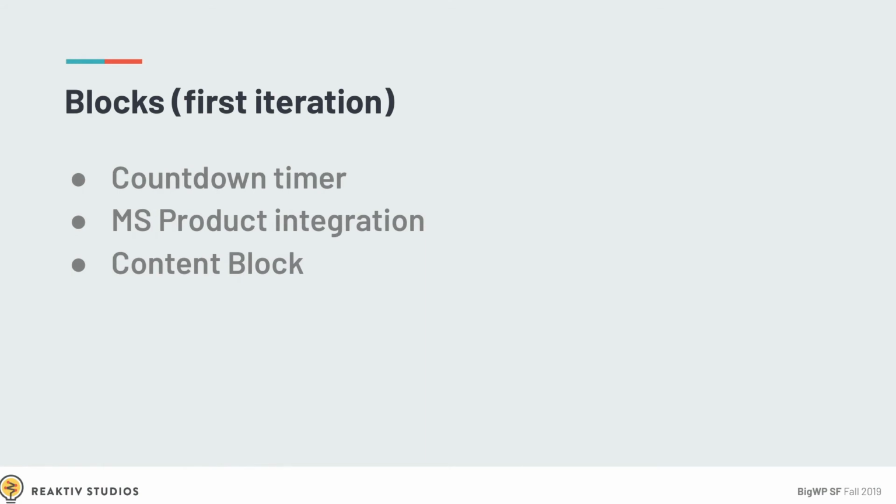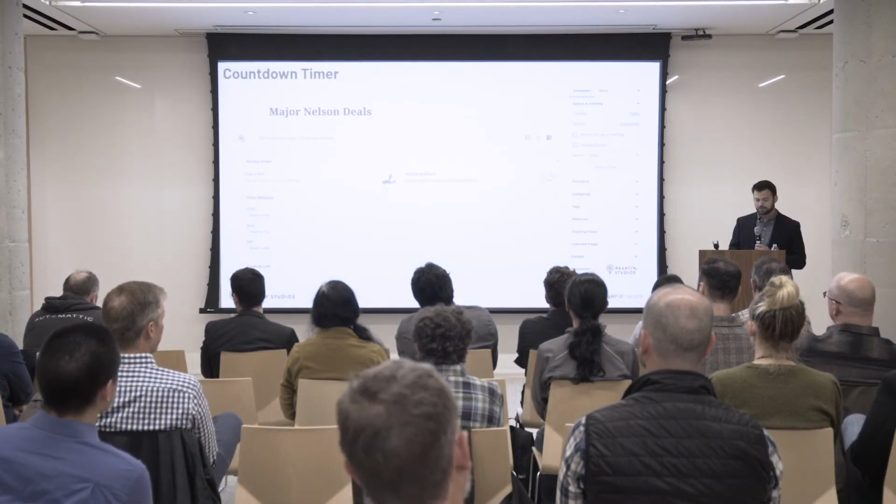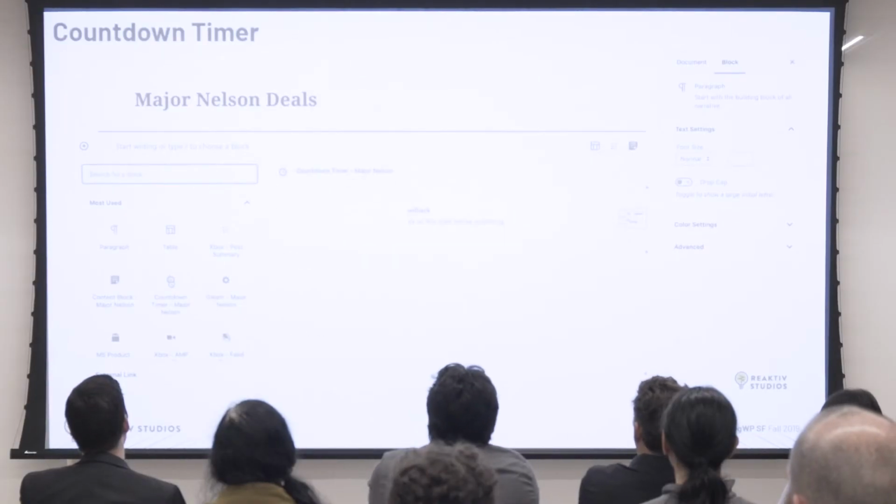So we started on the Major Nelson site and looked at basically what they had that were shortcodes, what they had that were like embeds or things that didn't come with core Gutenberg or weren't things that would be available in a block library. So we came up with these 3 blocks. Hopefully my GIFs work.